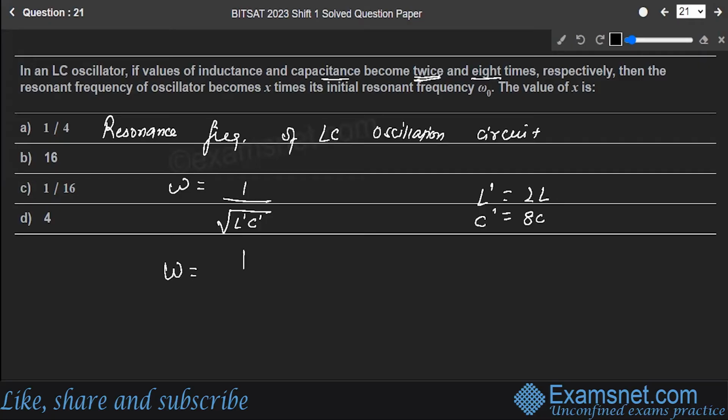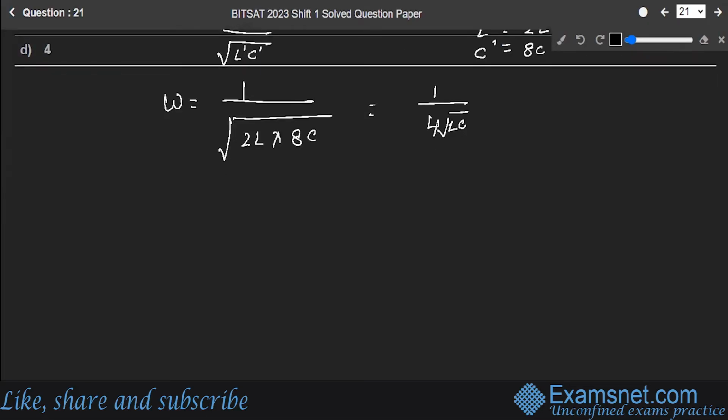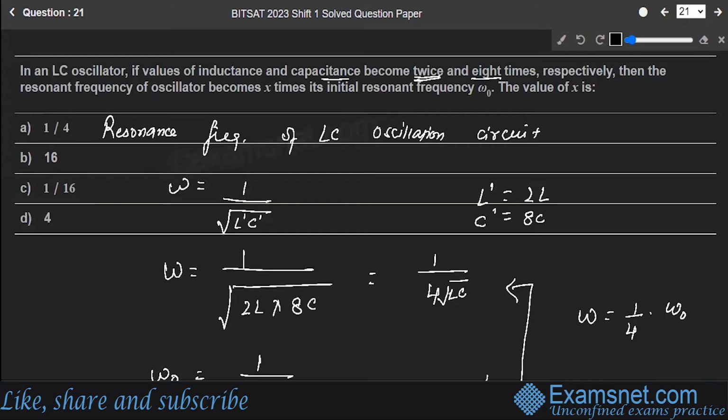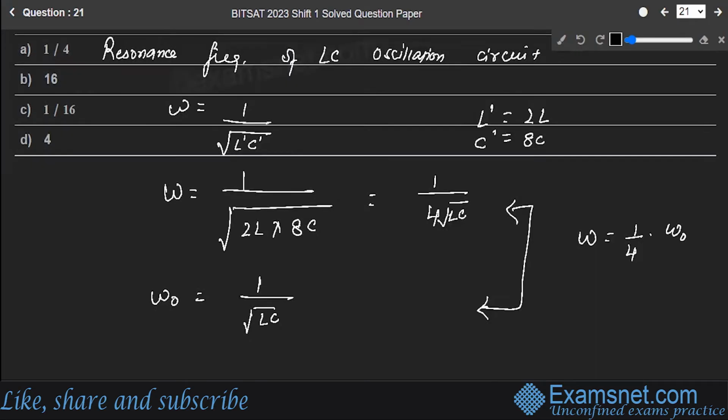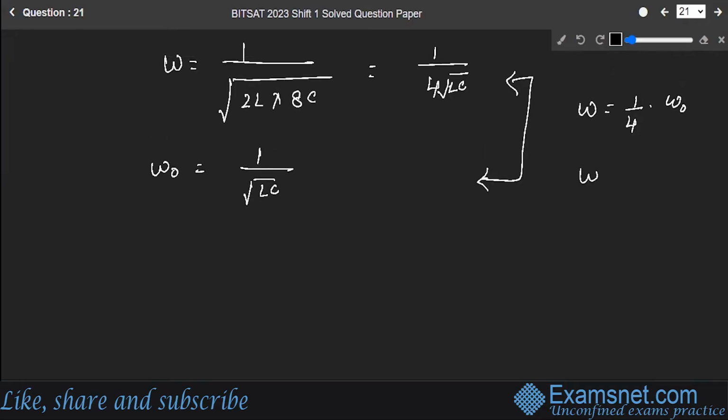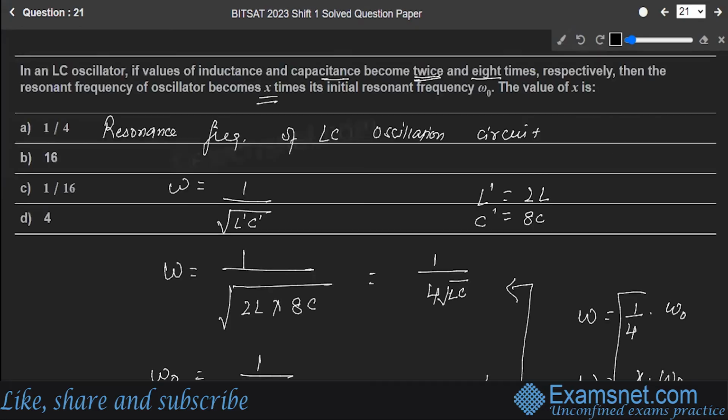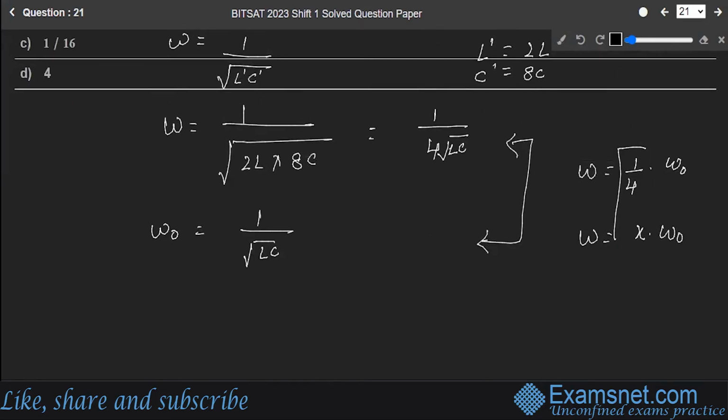So this omega will be equal to 1 upon root of 2L into 8C. This is equal to 1 upon 4 root of LC. And omega naught, that is the original one, is equal to this. So from these two equations, you have omega is equal to 1 by 4 of omega naught. So in the question, it said that the resonant frequency of the oscillator becomes x times. So according to the question, you have omega is equal to x times omega naught. That means, sorry, x is equal to 1 by 4.